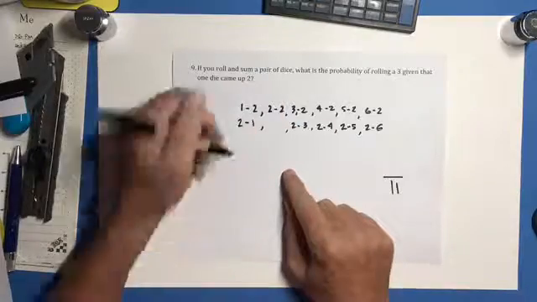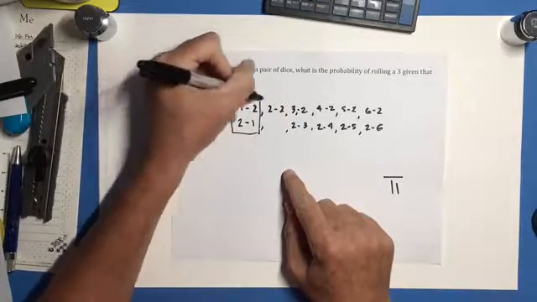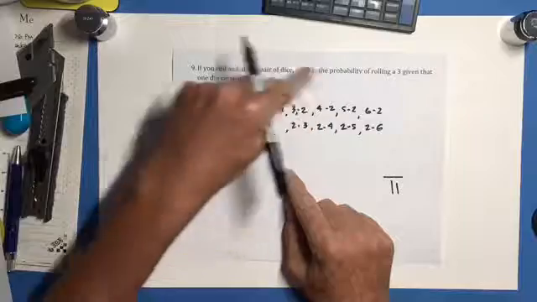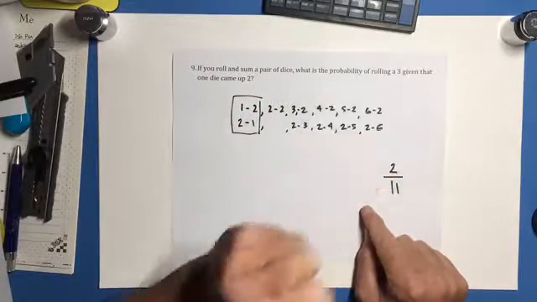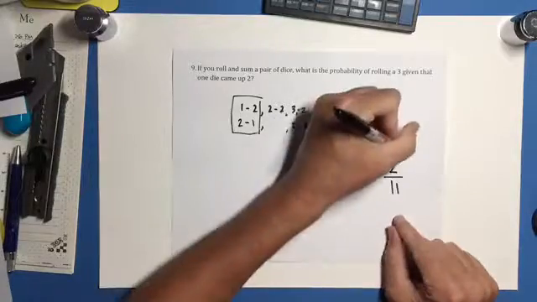Now, of those 11 ways, you can see there are only 2 that actually give us 3. So there's your answer right there: 2 out of 11. Ta-da!